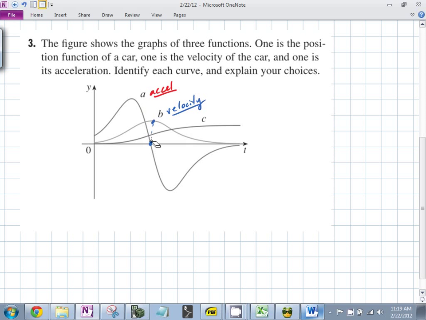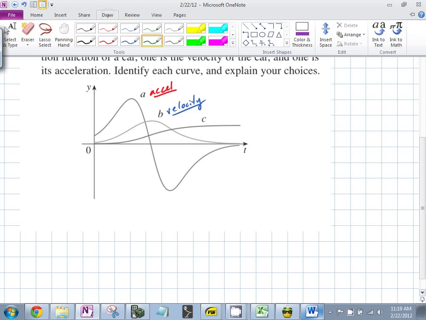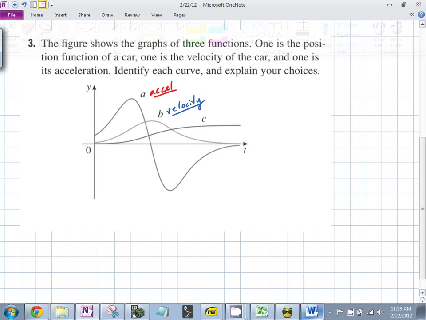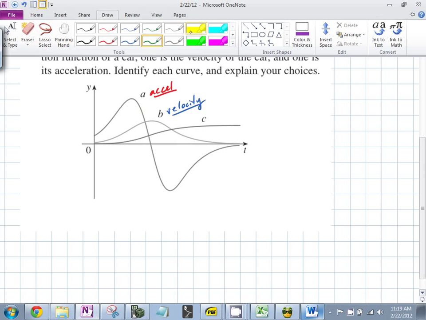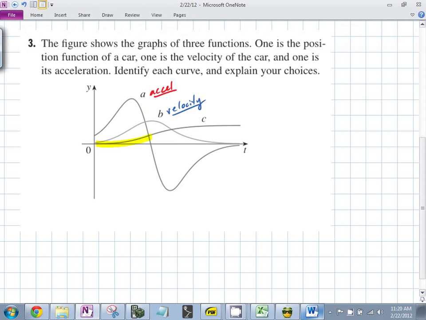So let's look at C now. We think C is going to be the position. So let's just take a look at the position function for a second. Is the derivative positive or negative for the entirety? Positive. So if that is truly the position function right here, the derivative will always have to be positive.